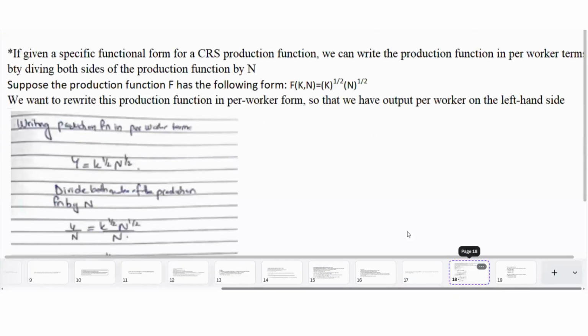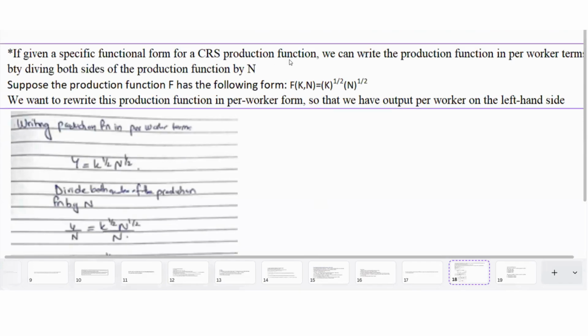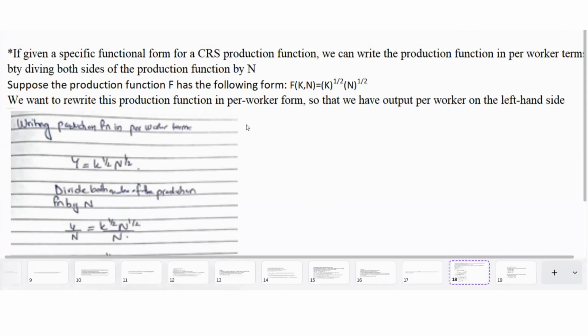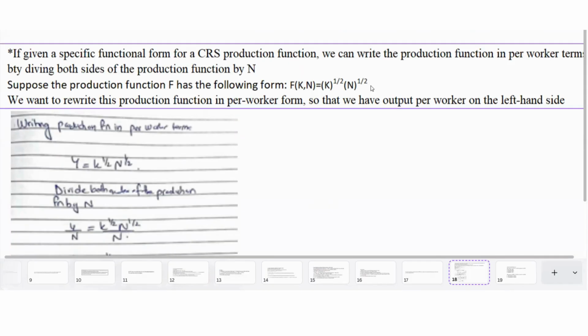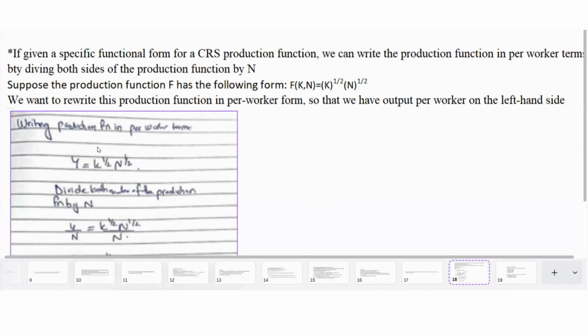So if a production function does not satisfy constant returns to scale, we will not be able to write it in per worker terms. So now let's look at, given a specific functional form for a constant returns to scale production function, how we can write it in per worker terms. To write it in per worker terms, we just simply divide both sides of the production function by N. Suppose we have this production function where we have K and N both to the power 1/2. We want to write output per worker as a function of capital per worker.